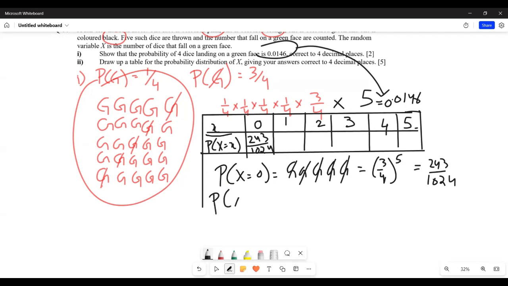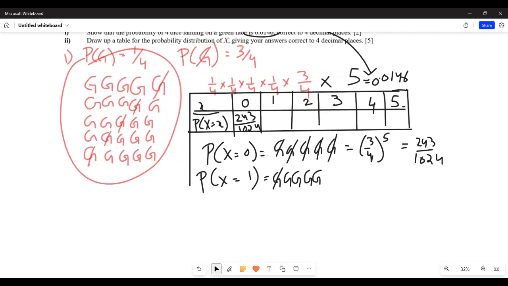Then we're going to take the case where one of the dice is not green. So not green, green, green, green, and green. What's the probability of getting a non-green dice? 3 by 4. And the probability of getting a green die is 1 by 4, again 1 by 4, again 1 by 4, so it's going to be a power of 4. And we multiply it with this non-green, which has 5 possible spots it can be on, so it's going to be 5C1.